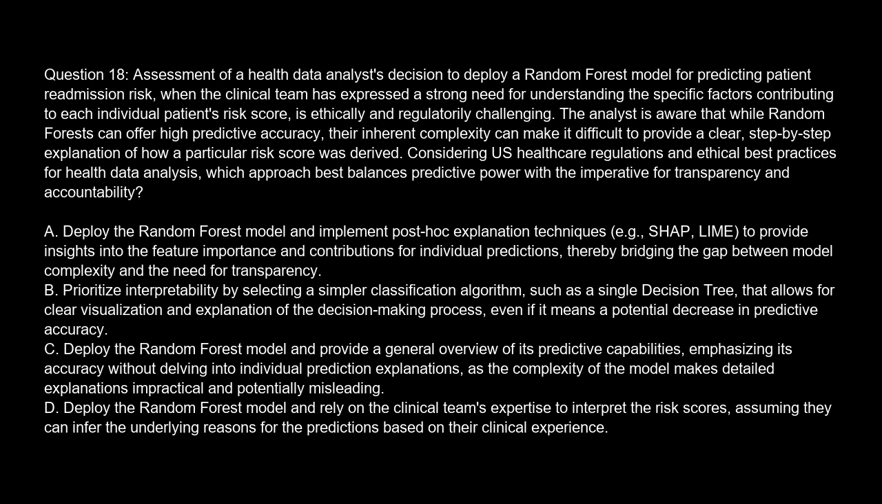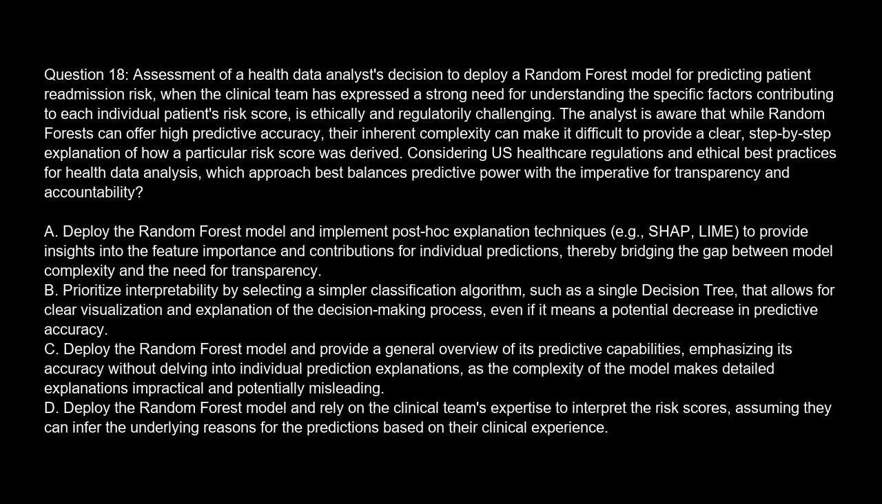Option A. Deploy the random forest model and implement post-hoc explanation techniques, e.g., SHAP, LIME, to provide insights into the feature importance and contributions for individual predictions, thereby bridging the gap between model complexity and the need for transparency. Option B. Prioritize interpretability by selecting a simpler classification algorithm, such as a single decision tree, that allows for clear visualization and explanation of the decision-making process, even if it means a potential decrease in predictive accuracy.